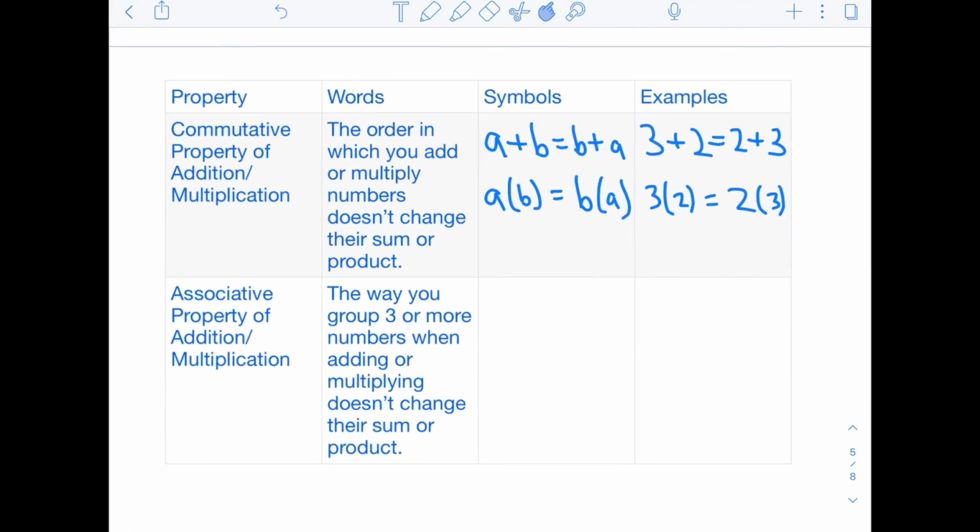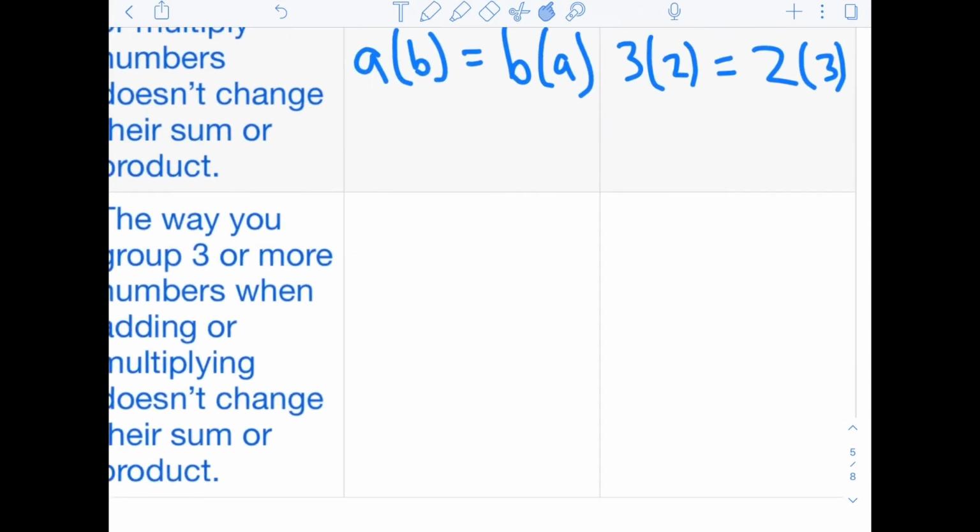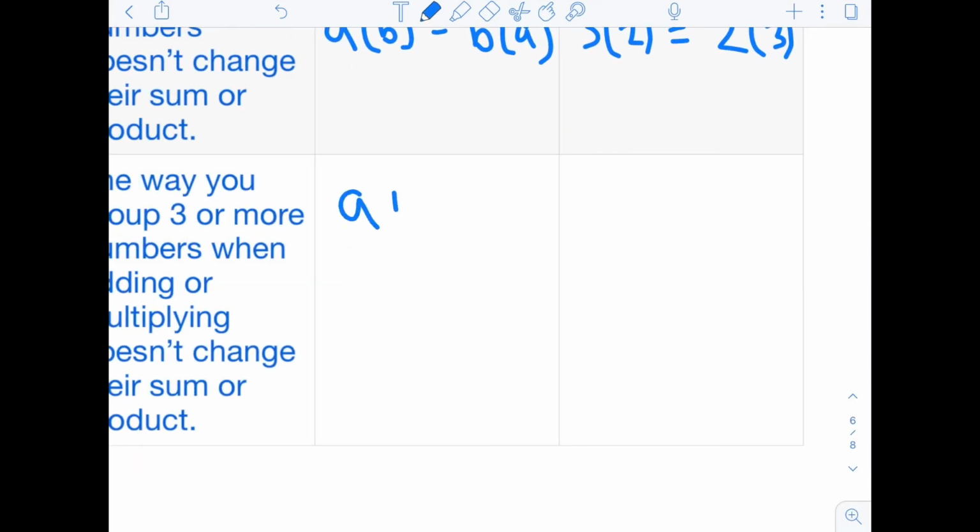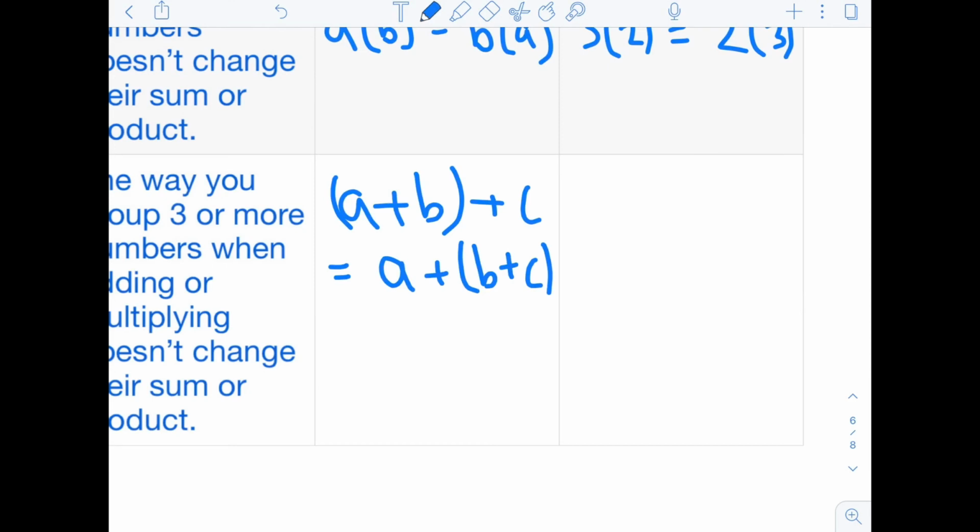Now, the associative property of addition and multiplication says that the way you group 3 or more numbers when adding or multiplying doesn't change their sum or product. So that basically says that (a plus b) plus c equals a plus (b plus c). And same thing for multiplication: (a times b) times c equals a times (b times c). So basically we're just moving the parentheses, and for addition and multiplication, it still equals the same thing.